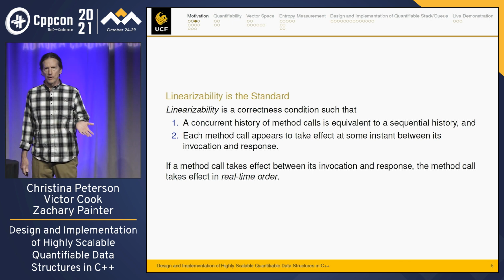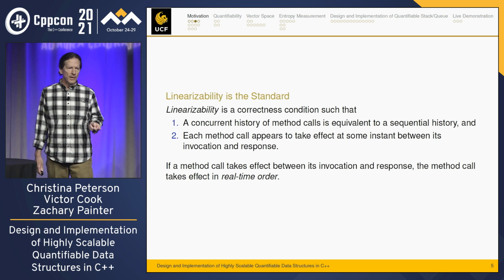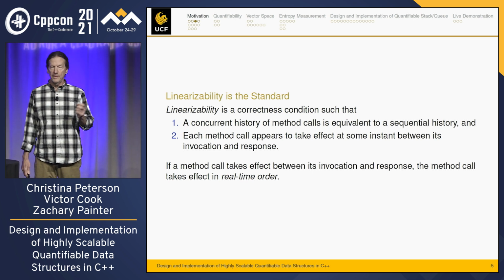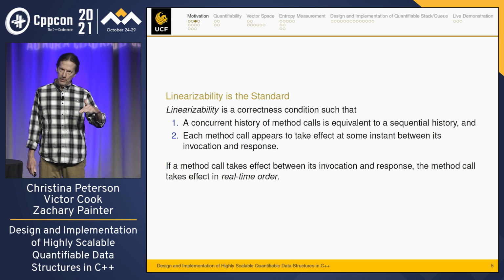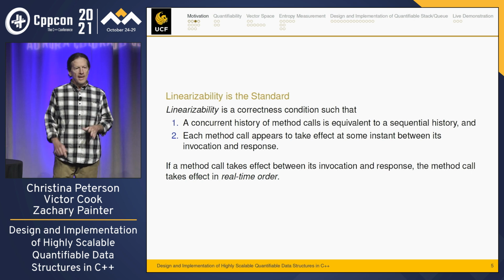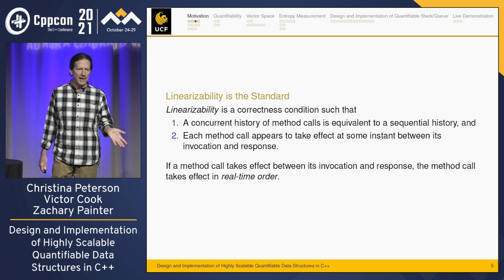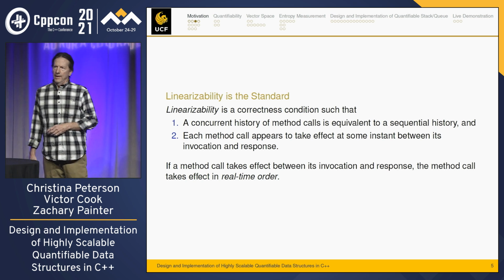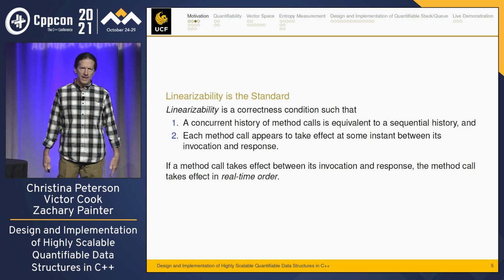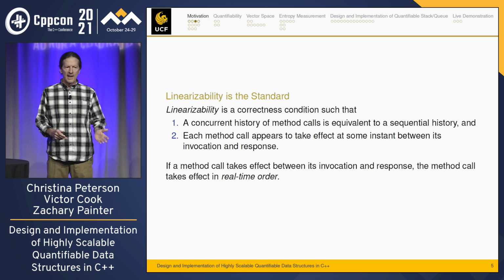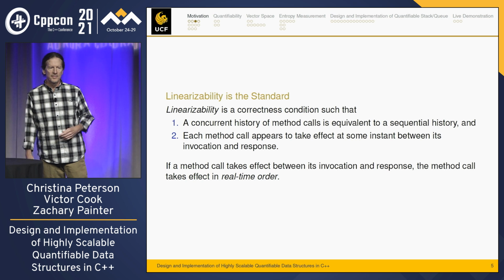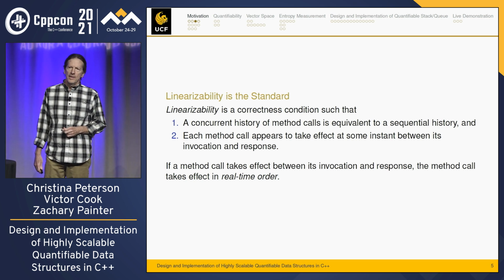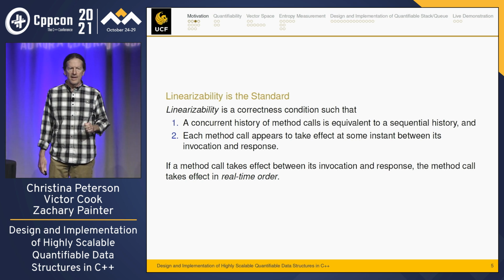And it defines correctness as such. A concurrent history of method calls is equivalent to a sequential history. That's that mapping we were talking about. And then each method call must appear to take effect at some instant between its invocation and its response. Now that sounds pretty obvious, right? It would not take effect outside of the invocation and the response. But the problem is that it doesn't really say enough.